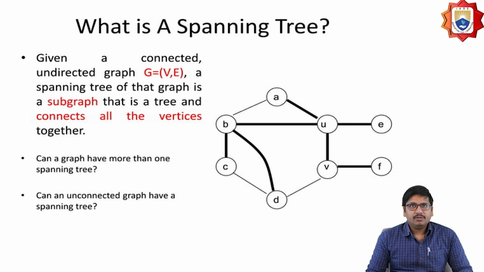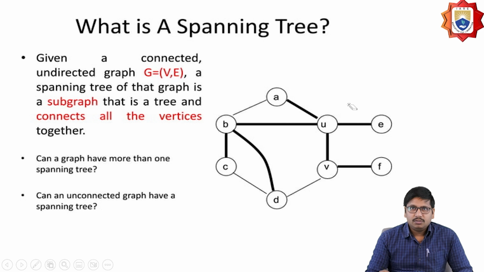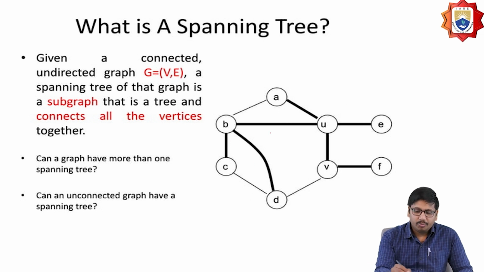So what is a spanning tree first? Given an undirected graph G, a spanning tree of the graph is a subgraph that is a tree and connects all the vertices together. A graph can have more than one spanning tree, and a connected graph has a spanning tree. So for this graph, what is the spanning tree that is going to be obtained? Whatever edges I select should not form a cycle, and we have to visit all the vertices exactly once.